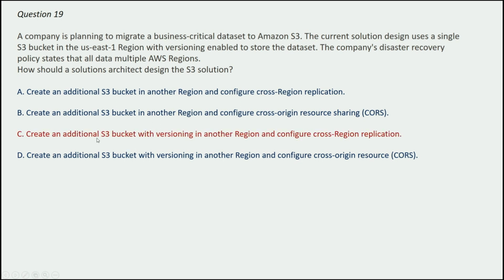Create an additional S3 bucket with versioning in another region and configure cross-region replication. Because cross-region replication can be enabled to replicate data across multiple regions. Also, a key requirement for cross-region replication is that the bucket should be enabled with versioning. So due to that reason we are using versioning and cross-region replication here. And why are we using cross-region replication? Because multiple AWS regions is the requirement in the question. So option C will be correct here.